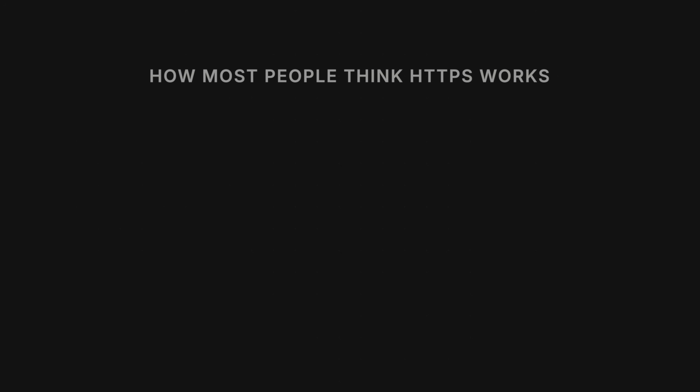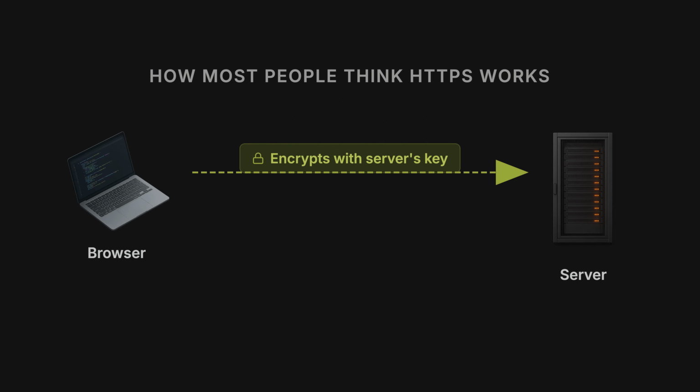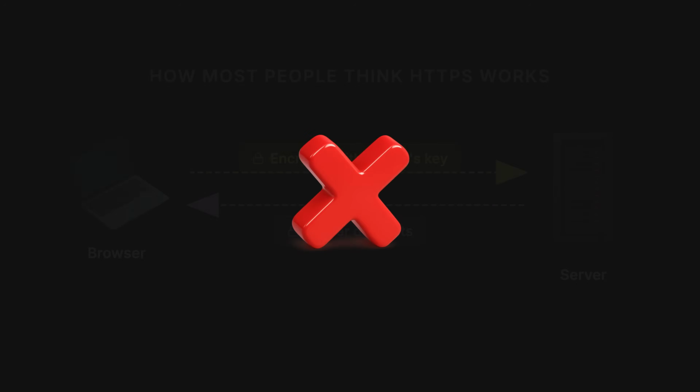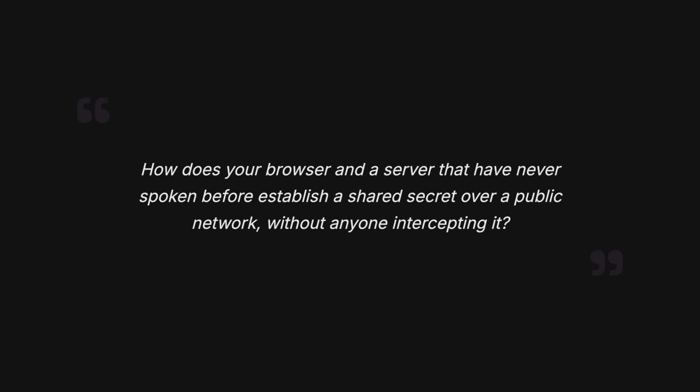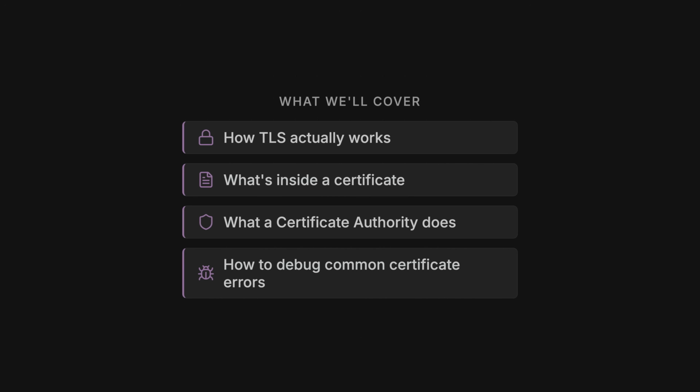But how does this work? Most of us picture it something like this. Your browser gets the server's key, encrypts the data with it, and the server decrypts it on the other end. That's not what happens. What actually happens is different. We'll go through how TLS works, what's inside a certificate, what a certificate authority does, and how to debug common certificate errors.